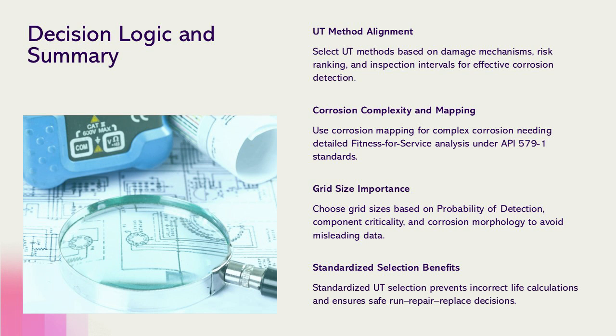Spot UT is suitable for predictable, low variability corrosion. UT scanning is appropriate for environments with moderate variability or known localized thinning risks. Corrosion mapping is required when corrosion is complex or when detailed fitness for service analysis is necessary under API 579-1. Grid sizes should be chosen based on the desired probability of detection, component criticality, and expected corrosion morphology.